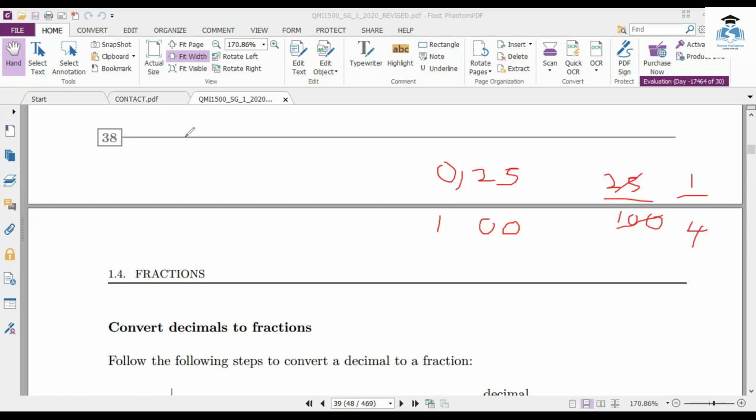No matter the number you are given, if it is 0.245, you just put your 1 here, 0, 0, 0. So it will be 245 over 1000. Then you reduce. That's how you convert.